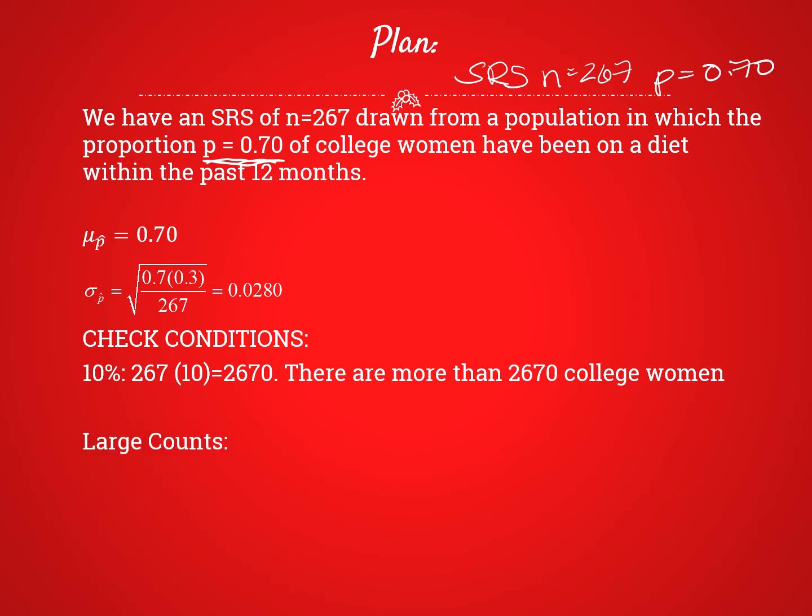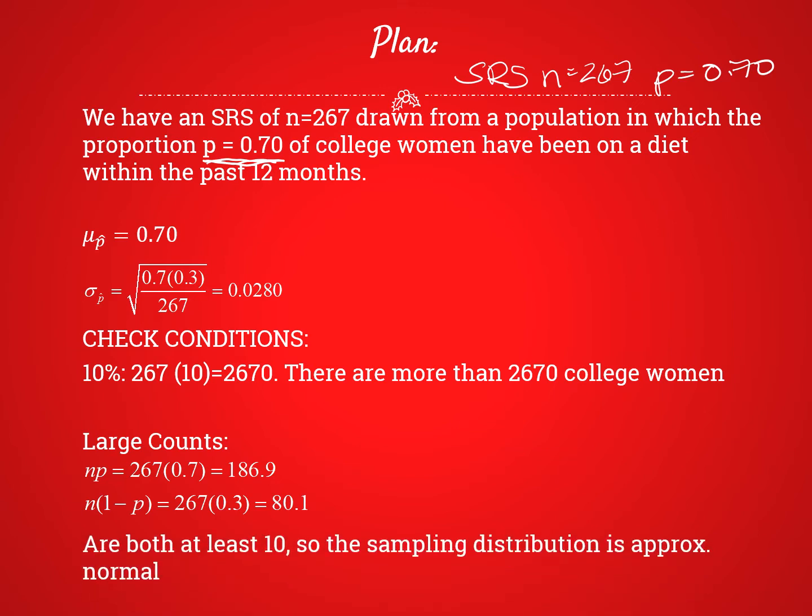Then I have to check the large counts condition. So that's n times p equals this, and n times 1 minus p. And they both have to be greater than 10. So I would say both are at least 10, so it's approximately normal. And always we're going to use this word approximately normal. So I check the 10% to make sure that I can calculate the standard deviation. I check my large counts so that I know that it's approximately normal so that I can do a z-score. The plan is sometimes the biggest section in this, honestly.